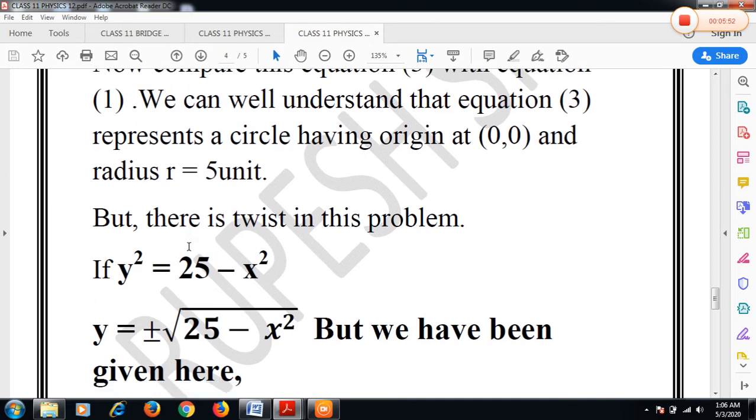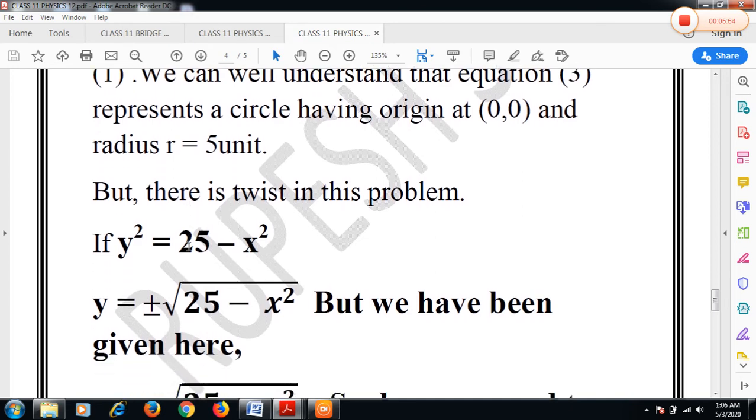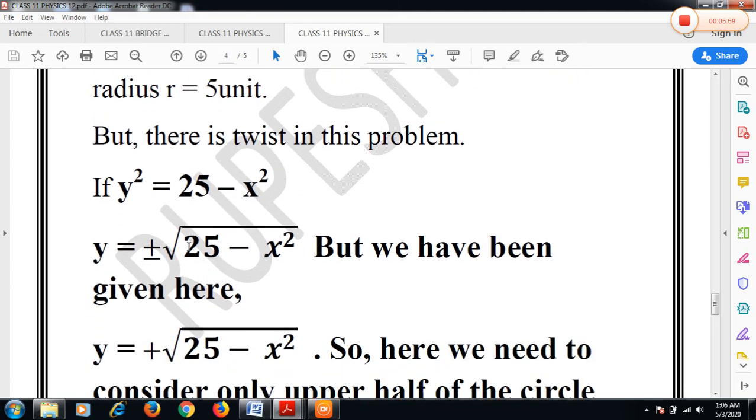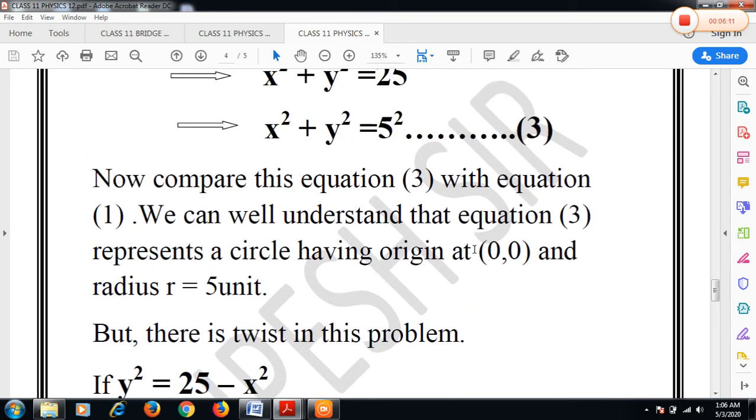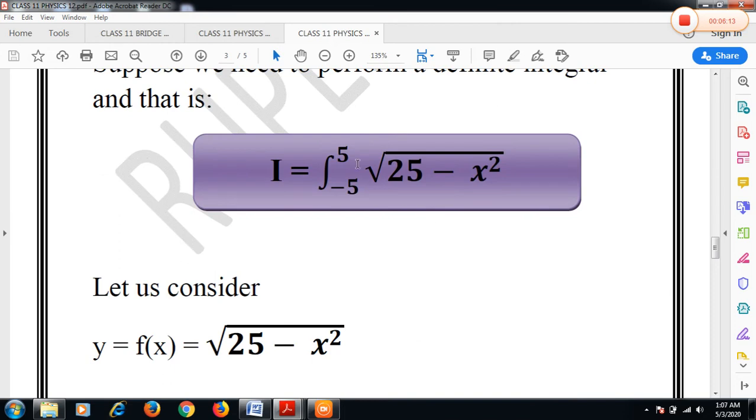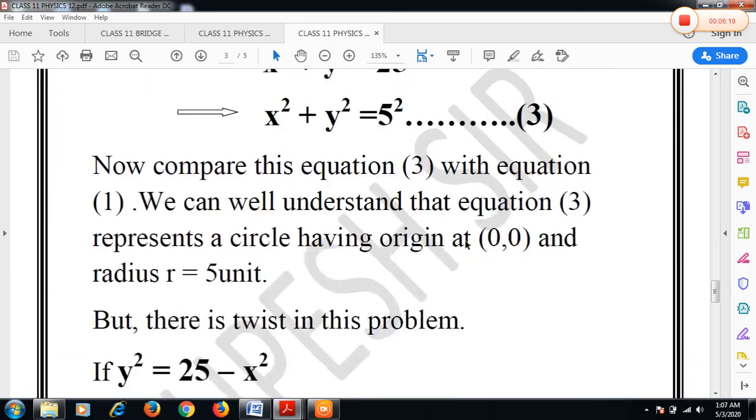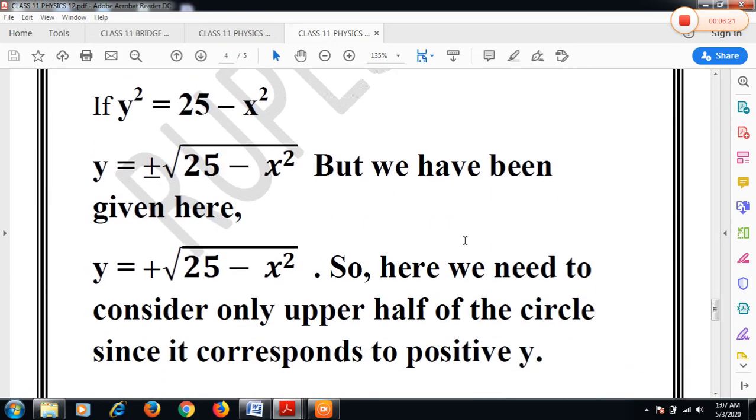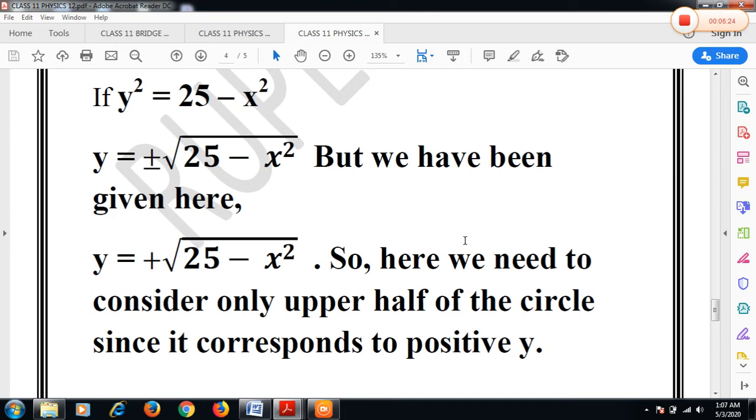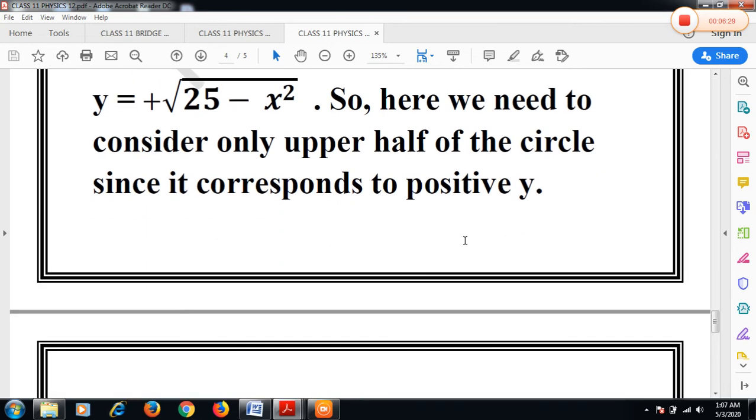But there is a twist in this problem. If y square equals 25 minus x square, as we have put so far, we will have y equals plus or minus root over 25 minus x square. But we have been given here only y equals plus root over 25 minus x square. Let us have a look at this integration. Only plus is given. So y equals plus root over 25 minus x square. So here we need to consider only the upper half of the circle since it corresponds to positive y.